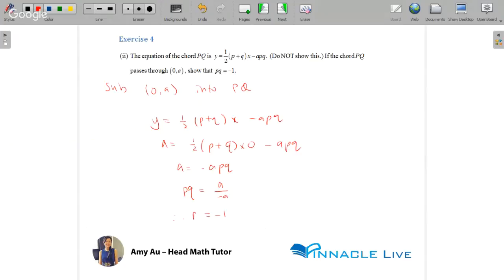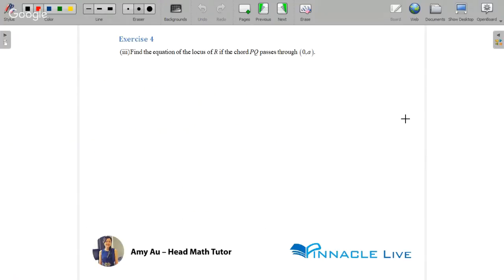All right, so PQ is minus 1. That's it. Finally, find the locus of R if the chord PQ passes through 0A. So that's just basically asking us to combine the two conditions. So let's copy the coordinates first. And the condition from the prior part is PQ is minus 1 if it passes through 0A.